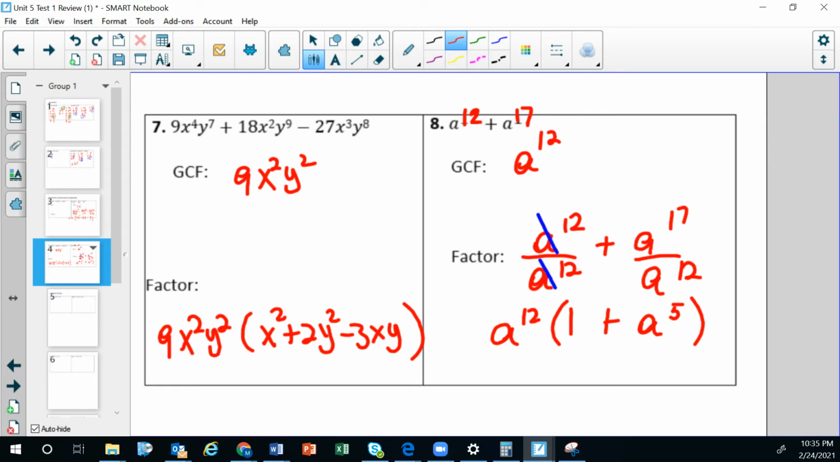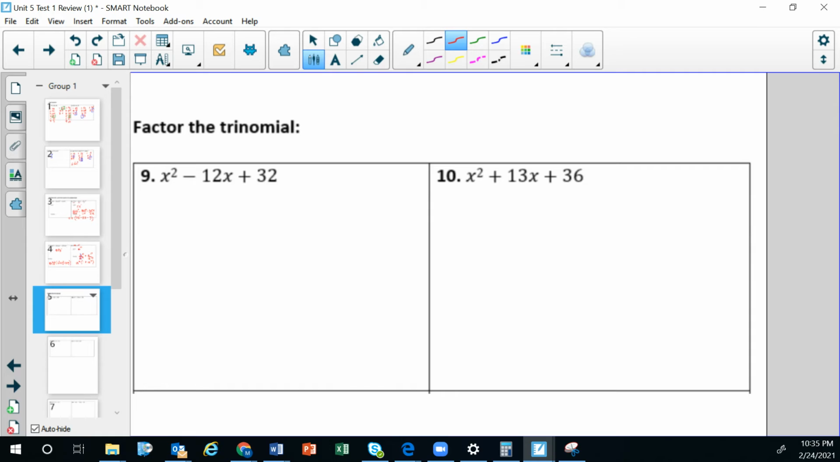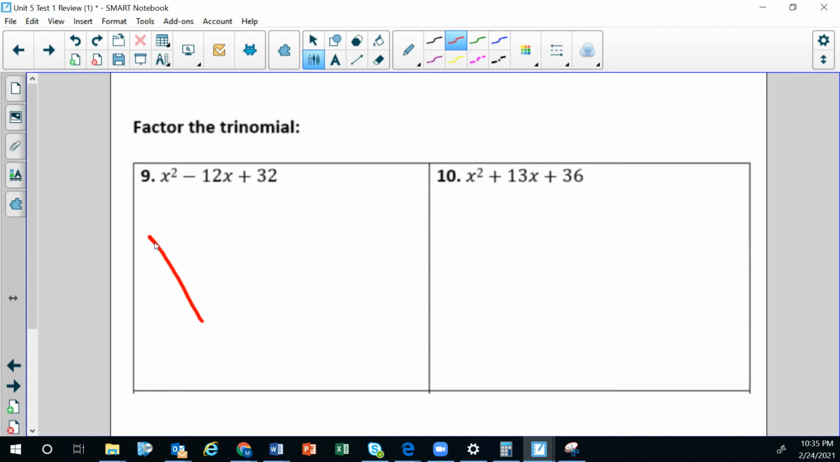Make sure you understand those GCFs and factors. That's going to be on the test. Okay, let's do some factoring now, which are trinomials, our quadratic equations. Again, by now you should be pretty good at the X box method.